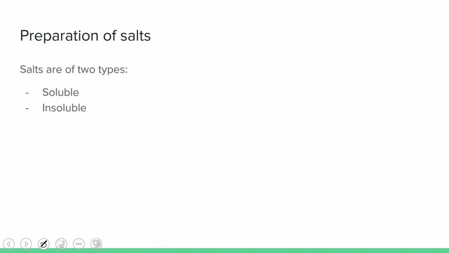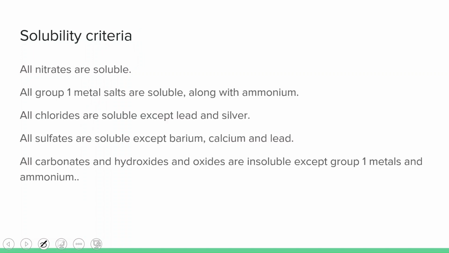So now, preparation of salts. This is a fun topic, really. We have two types of salts, which are soluble and insoluble. There is a criteria for the solubility. So all nitrates are soluble. All group 1 metal salts are soluble along with ammonium salts. So sodium, lithium, potassium, those salts are always soluble, and so are ammonium salts.